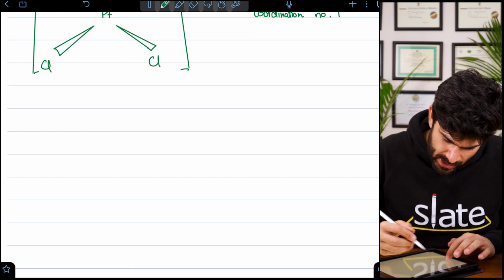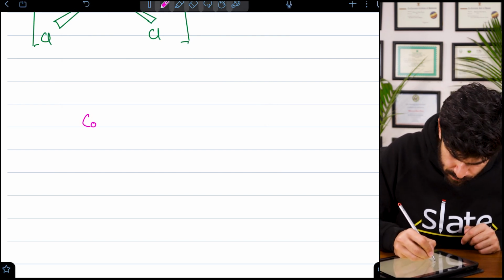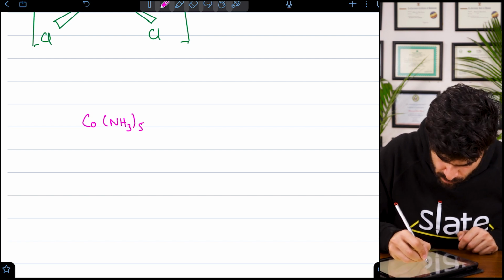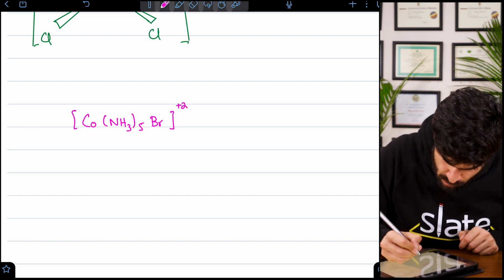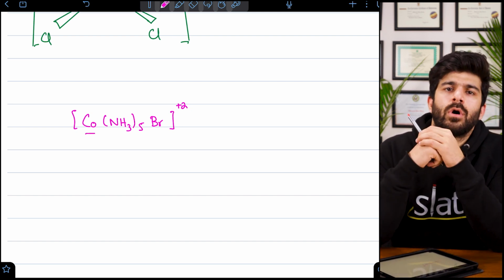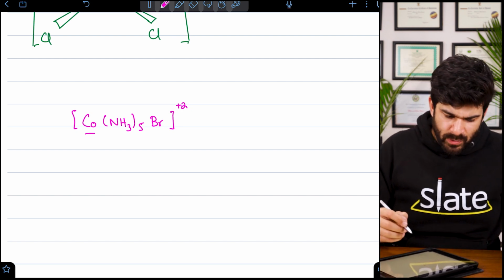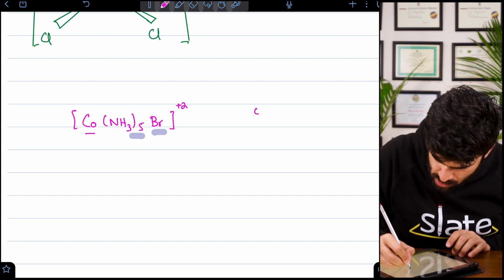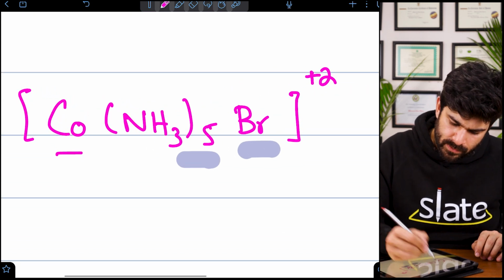Now in the exam, they can even test you by giving you a bigger ligand. For instance, they'll ask you about the charge on the central metal atom or ion. And we don't know what it is. So as we can see, the coordination number is definitely 6. 5 here, 1 here. Coordination number is 6. But what is the charge of cobalt?